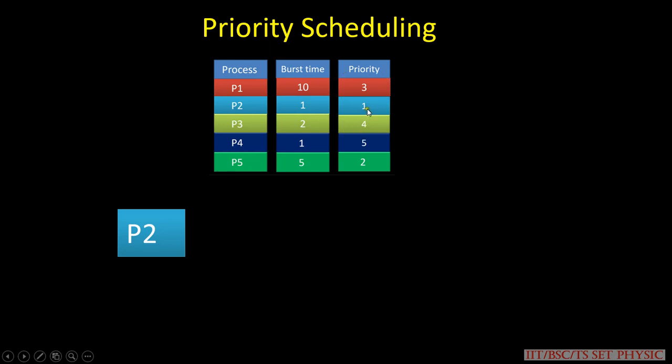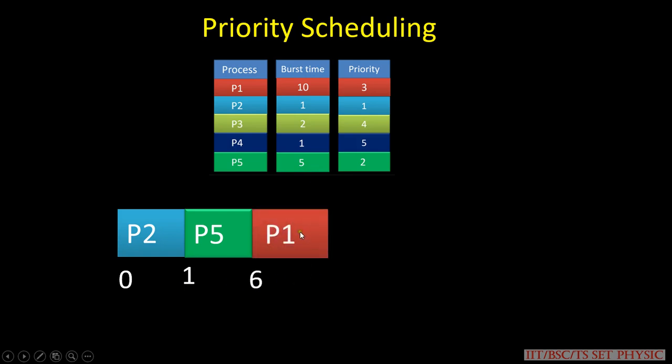If the priority is 1, it can start first. The process started at 0 and completed at burst time 1, meaning it completed at 1 millisecond. The next one, the second one, has priority 2, so P5 started after P1 completed. Then the burst time is 5, so the value is 6.